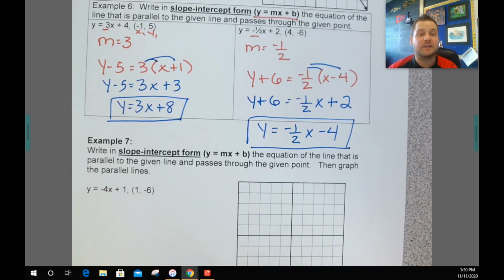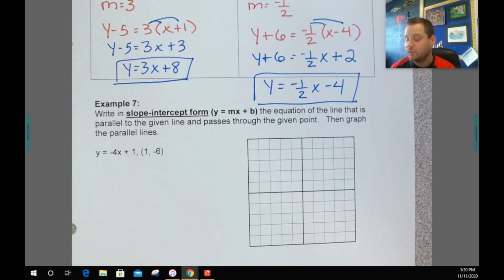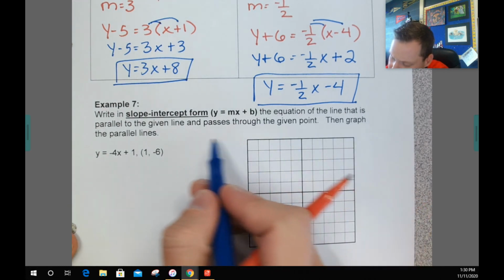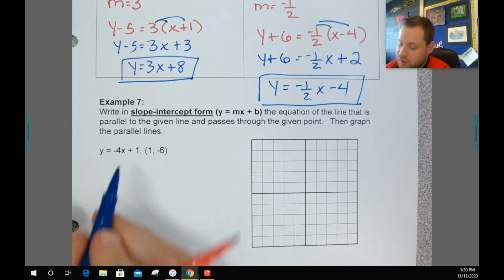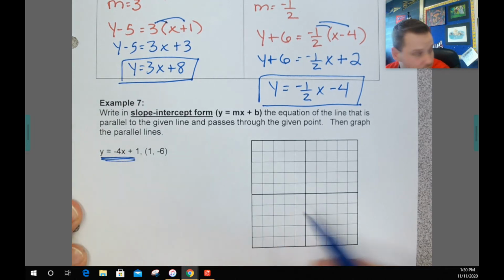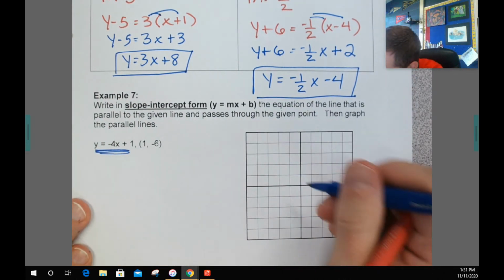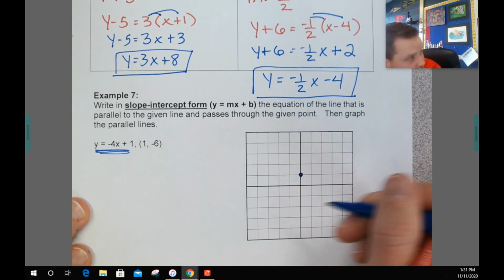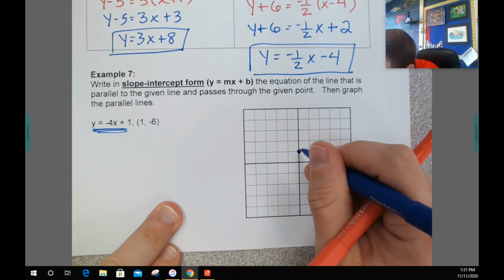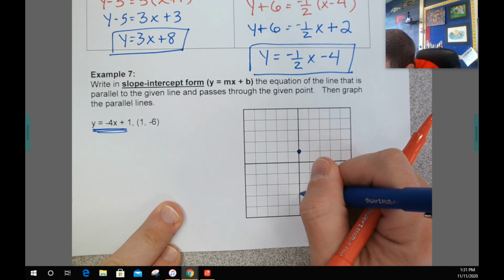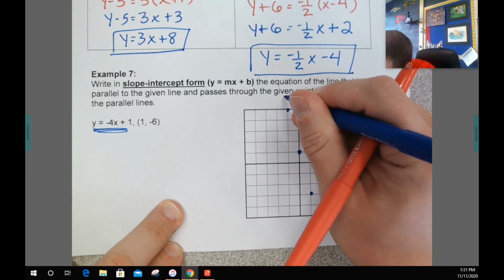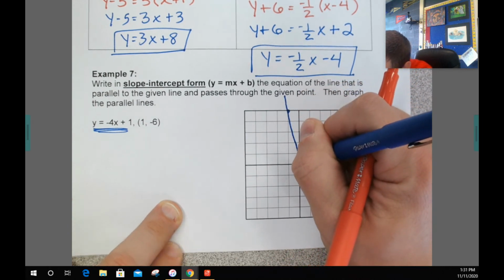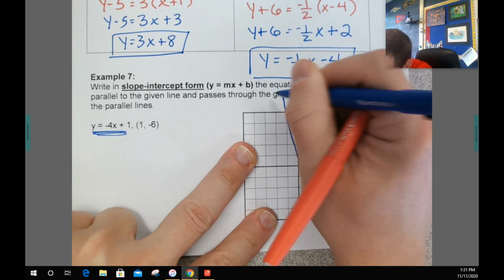Okay. The last type we could have would be working with the graph. So for this one, they want the slope-intercept form, and then they want us to graph the parallel lines. So they want us to graph each of them here. I'm going to go ahead and graph this first one in blue. Okay? So we have a point at 1. That's our y-intercept. And our slope is negative 4, so that's down 4, 1, 2, 3, 4, right 1. So our graph for the blue line should look something like that.